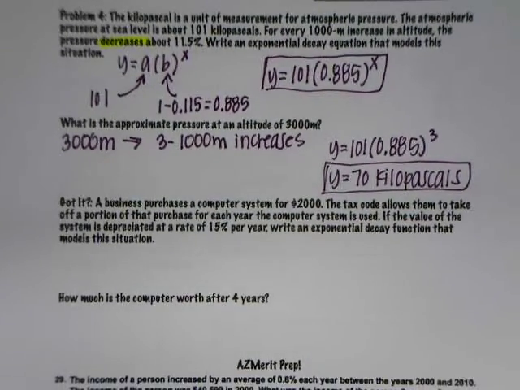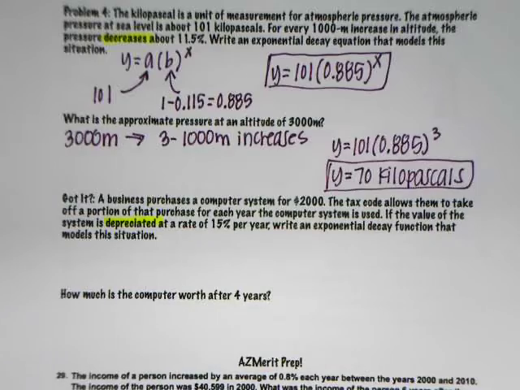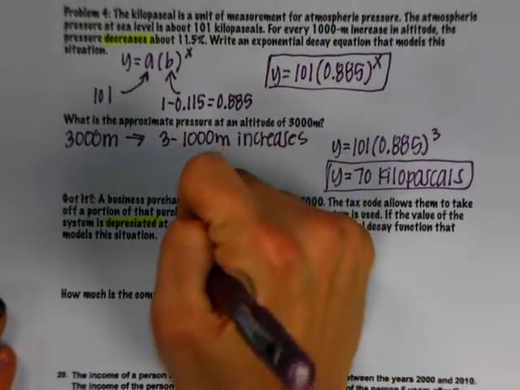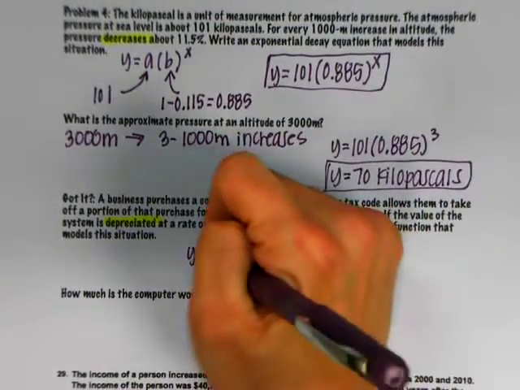All right, a business purchases a computer system for $2,000. The tax code allows them to take off a portion of that purchase for each year the computer system is used. If the value of the system is depreciated at a rate of 15% per year, write an exponential decay function that models this situation. So that word depreciate, it means like it's lowering in value, going down, okay? So what's going to be our starting amount? Yep, 2,000.